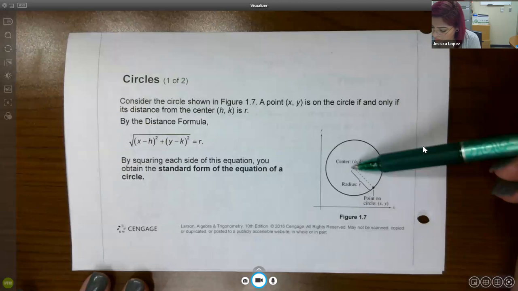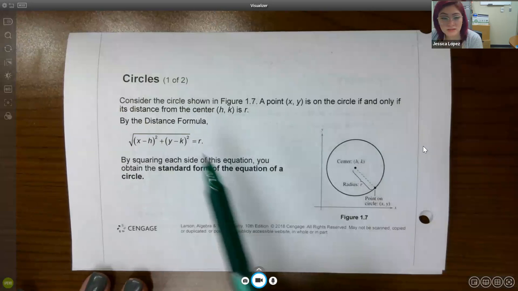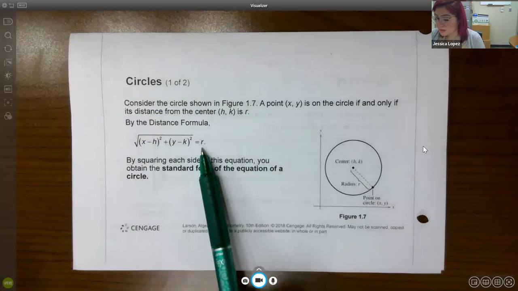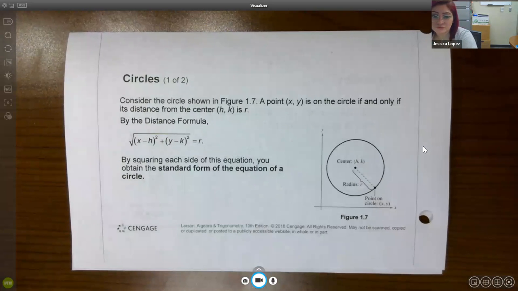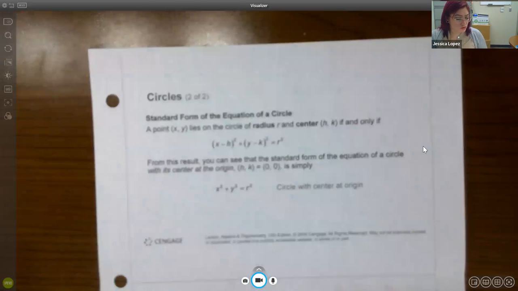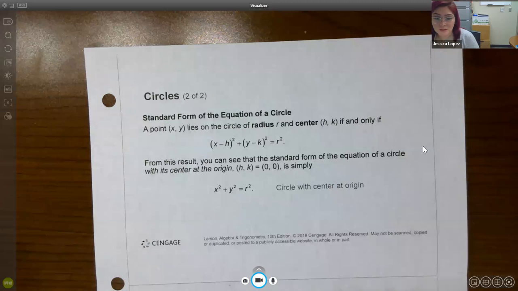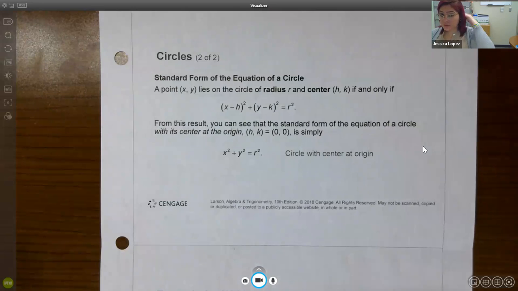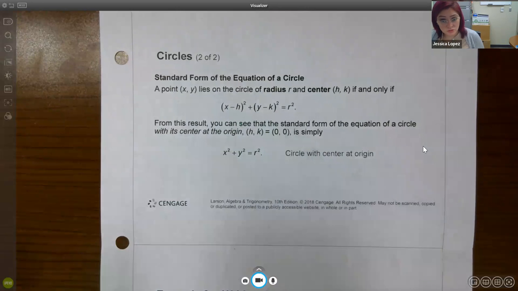You subtract the x values, so x minus h, you subtract the y values, y minus k, you square both items, and then you take the square root, and that distance should be equal to the radius, okay? But if I square both sides of this equation, you end up with what's called the standard form of the equation of a circle. And that standard form looks like this. So notice there's no more square root, but now there's a square over here on the radius, okay? If you do have an equation that's in this form, it's really nice because then you can tell me what the h and the k are, which is the center, okay?